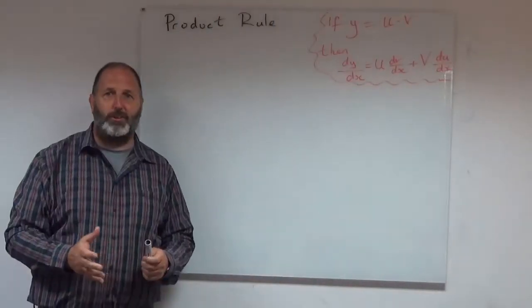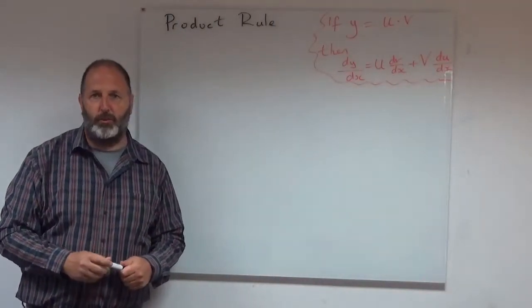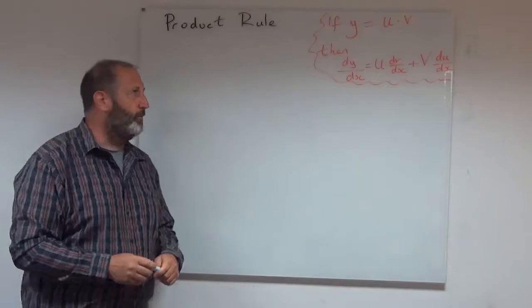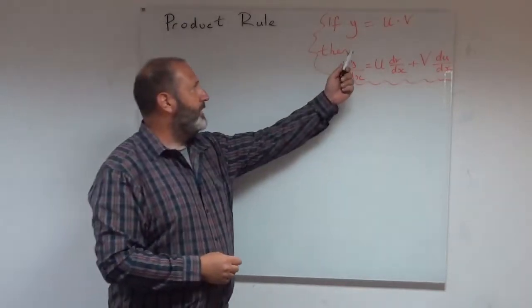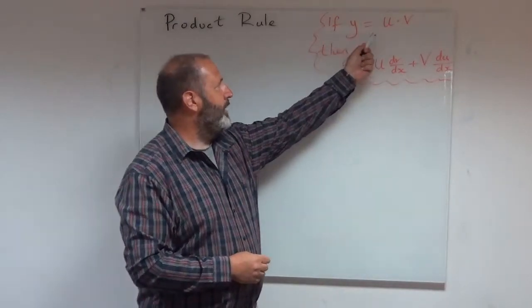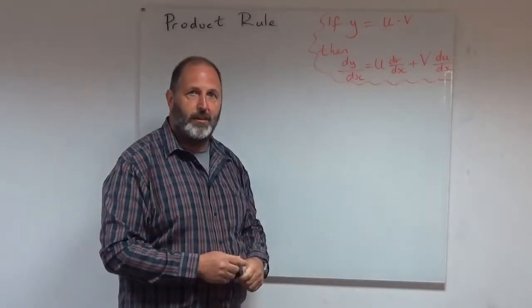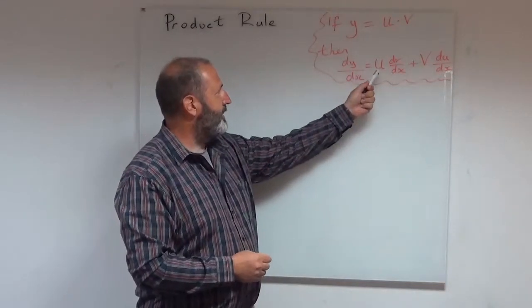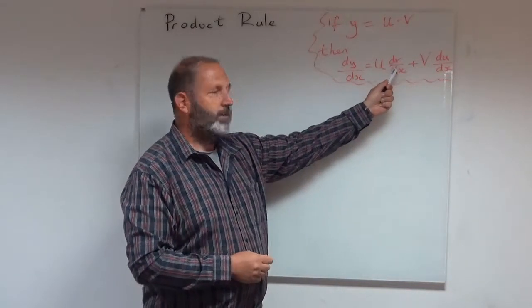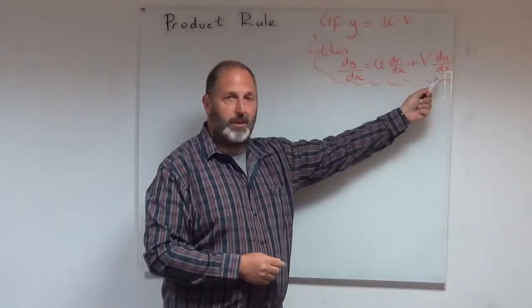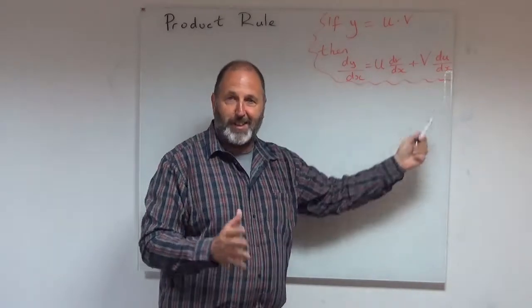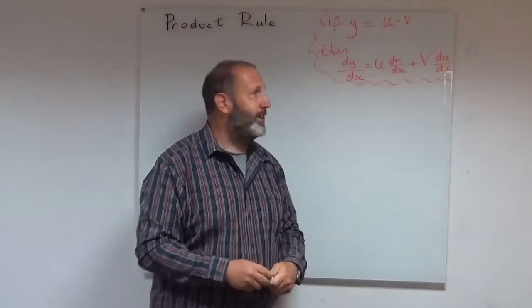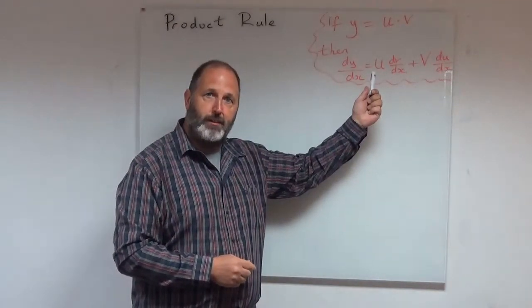Okay, so what we're going to do in this video is a quick look through the product rule. Over here in red you can see what I've written down. If y equals u times v, then dy/dx is equal to u dv/dx plus v du/dx. So I guess the next thing to do is try and make sense of that, try and explain what we've got written here in red.